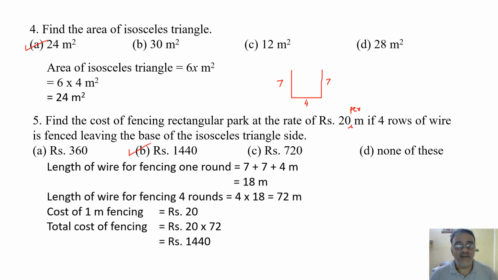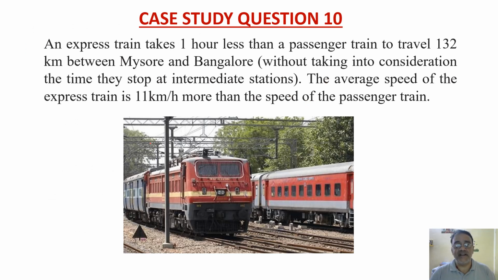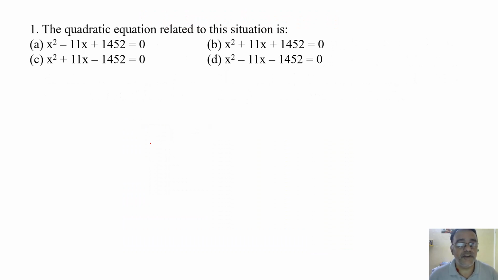Now we are moving toward the last case study question, number 10. An express train takes 1 hour less than a passenger train to travel 132 km between Mysore and Bangalore without taking into consideration the time they stop at intermediate stations. The average speed of the express train is 11 km per hour more than that of speed of the passenger train. So textbook question है ये, थोड़ा सा इसमें options मैंने change किया है. The quadratic equation related to this situation is dash.